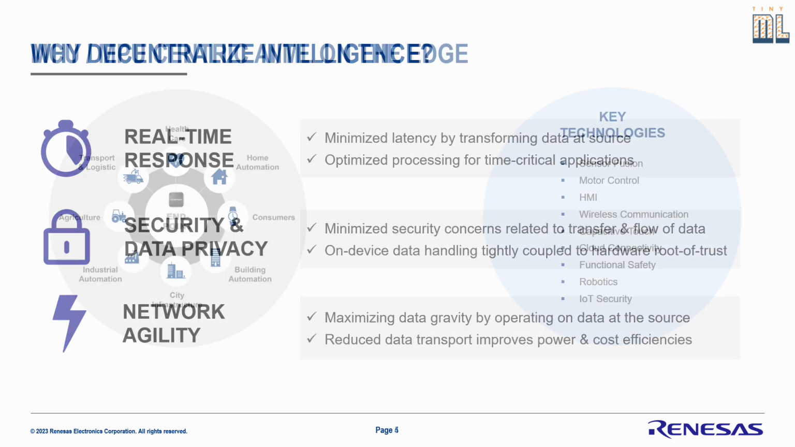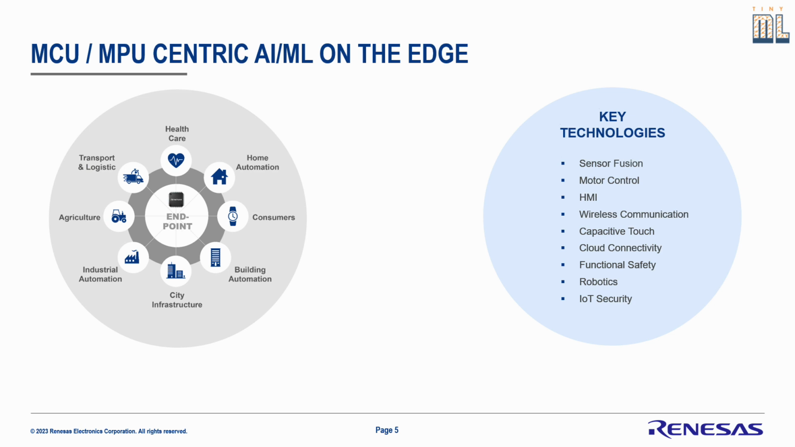The way that we see what edge AI does in part of the applications, but also on the key technologies, is applied in all the points that you see on the left side, like home automation, building automation, industrial, agriculture, transport, logistics, and other applications like health as well. And all of them carry key technologies that are very well known, and we hear them all the time, like sensor fusion, motor control, human-machine interface, and more.